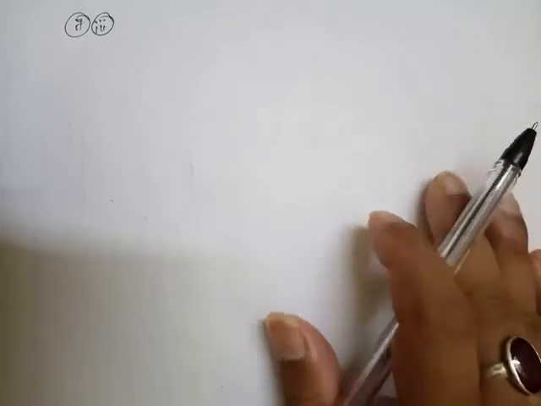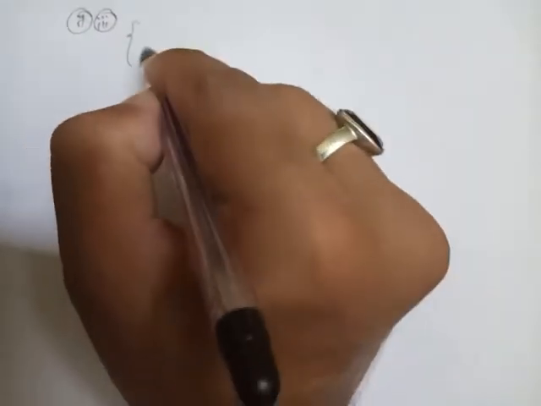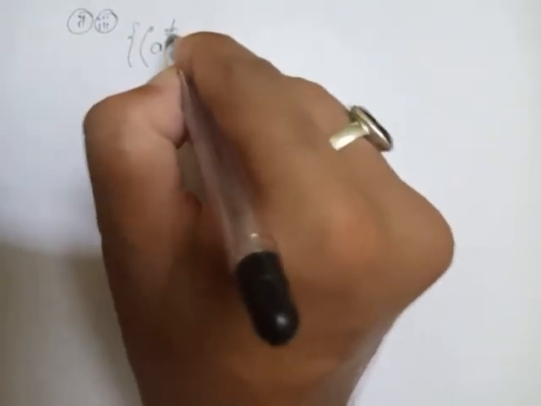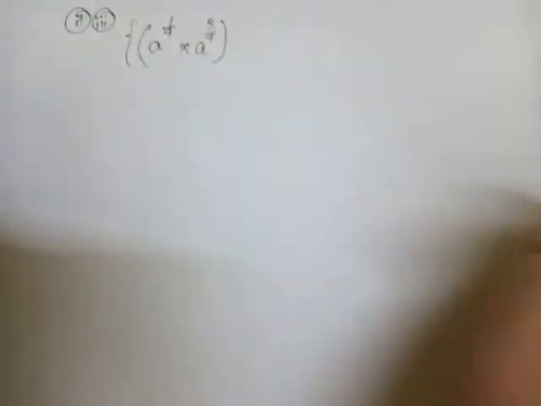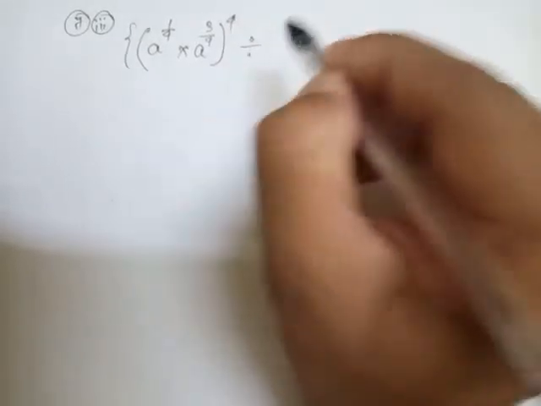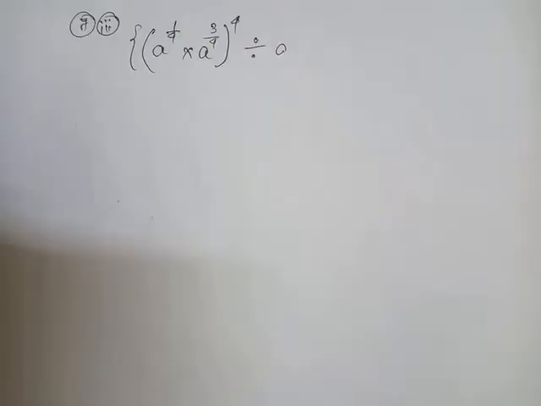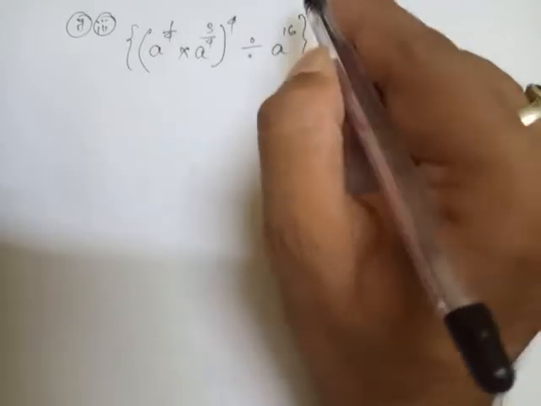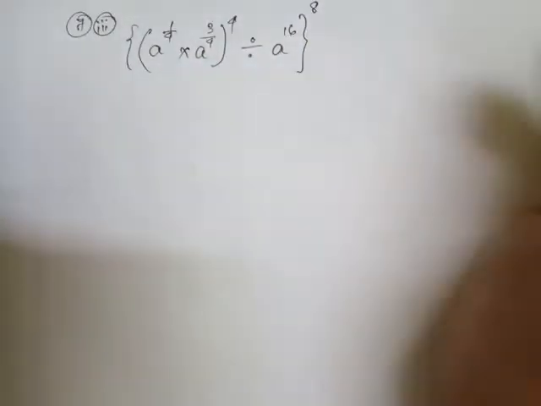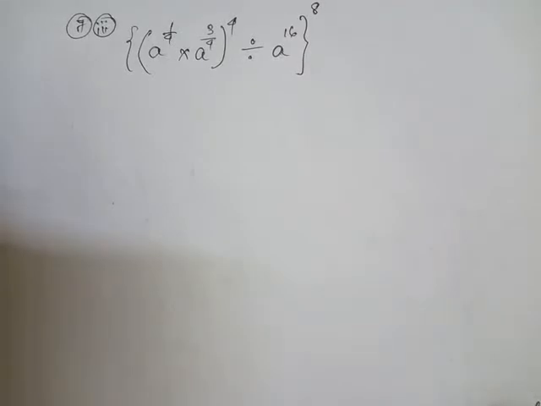Next one student, that's 7 Roman 3. Now the question is: in the second bracket, a to the power 1 by 4 into a to the power 3 by 4 whole to the power 4, division a to the power 16, and then second bracket close, and to the power 8. Now this one I'm going to solve. Look how to solve this.